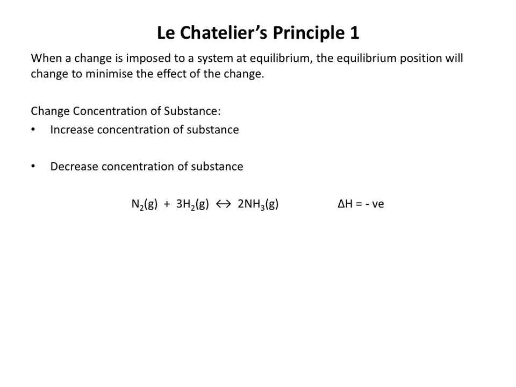And in order to know how we might manipulate the reaction, we use something called Le Chatelier's principle. Le Chatelier's principle says that when a change is imposed on a system at equilibrium, the equilibrium position will change to minimise the effect of the change.